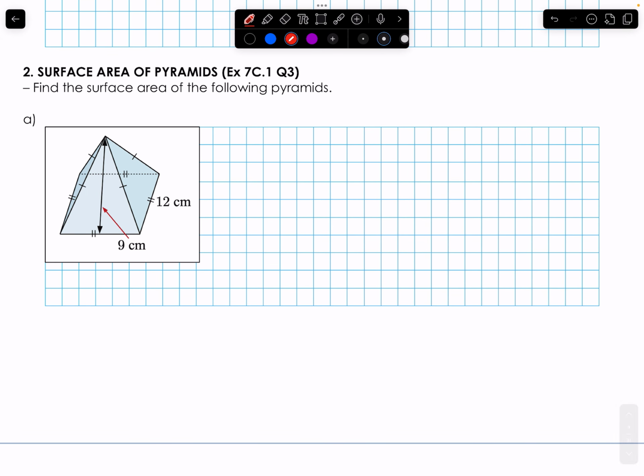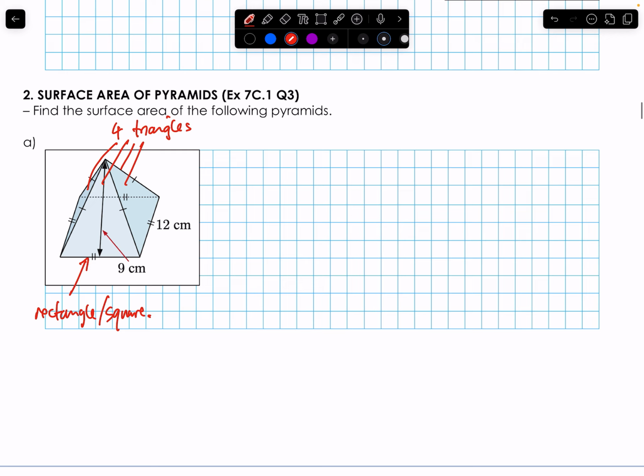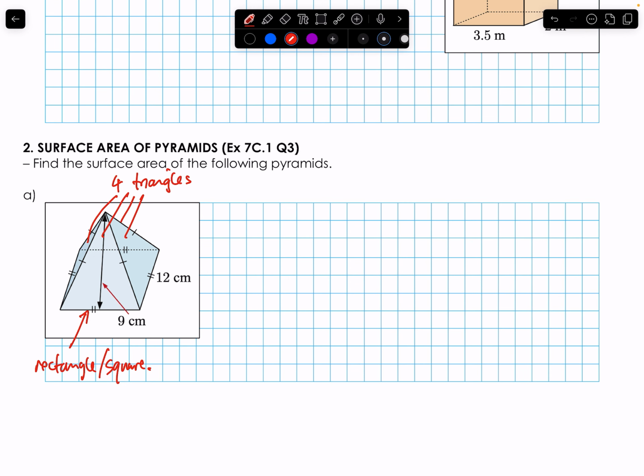So surface area of pyramids. What is a pyramid? It's got 1, 2, 3, and at the back, 4 triangles. And at the bottom is a rectangle or square. You have the formula for the rectangle or square, and today you got the formula for triangles. So if I need to remind you, area of a triangle is equal to 1/2 times the base times the height. And area of a quadrilateral, a square or rectangle, is going to be length times width.